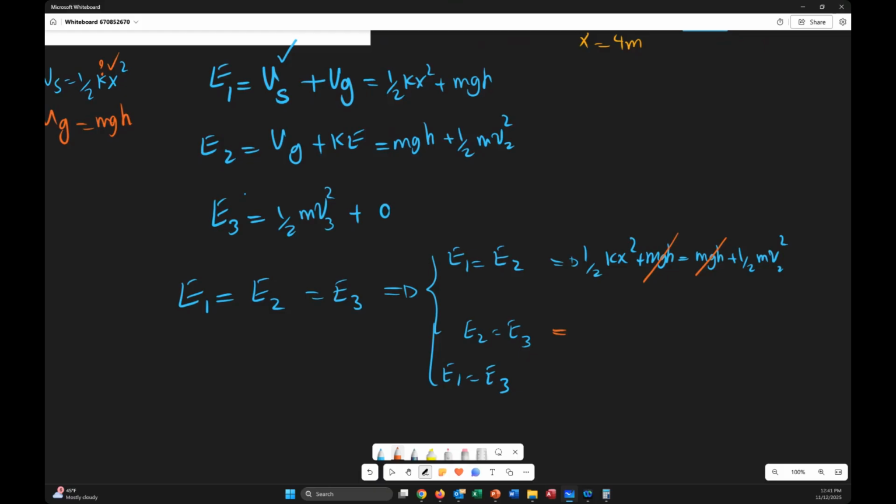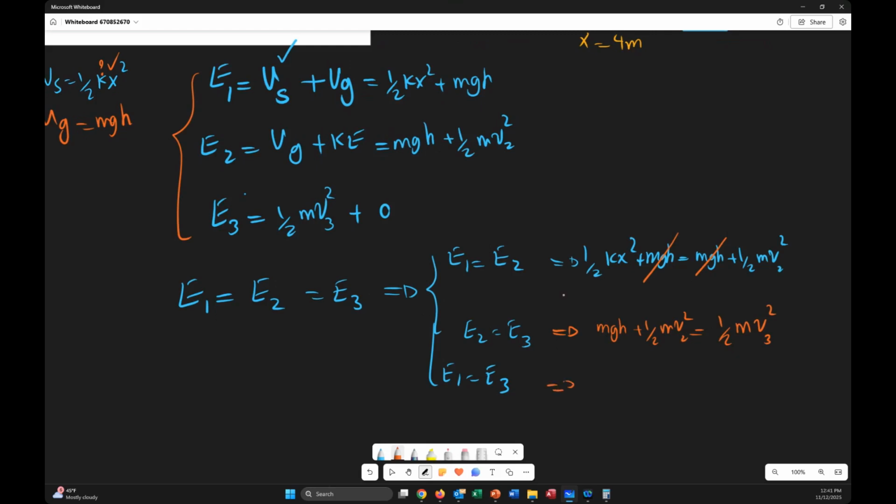So from here, what is the E2? mgh plus 1/2 m velocity squared equals what is the E3? 1/2 m velocity squared. It would just be kinetic energy. E3, I'm just writing, because I already have these. I'm just putting them equal to each other to see which one can help me to find the K value. Make sense?